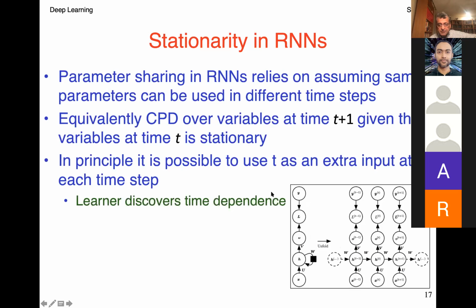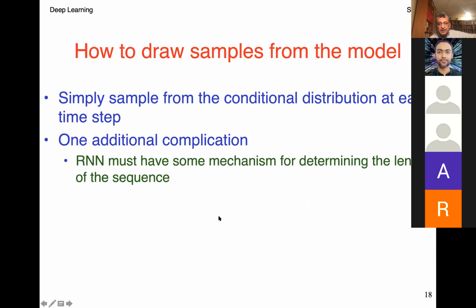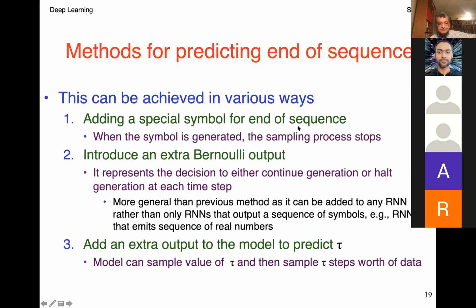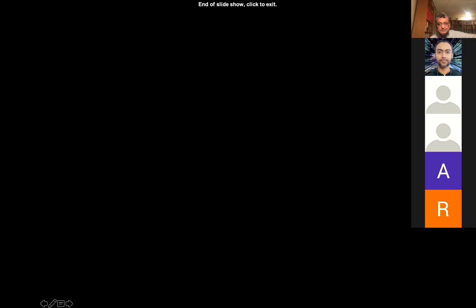So in principle, it's possible to use t as an extra input at each time step, and the learner discovers time dependence. How to draw samples from the model? Simply sample from the conditional distribution at each time step. One additional complication: an RNN must have some mechanism for determining the length of the sequence. So that's some issue. There are methods for predicting the end of sequence, some specialized issues here. Let's skip that.